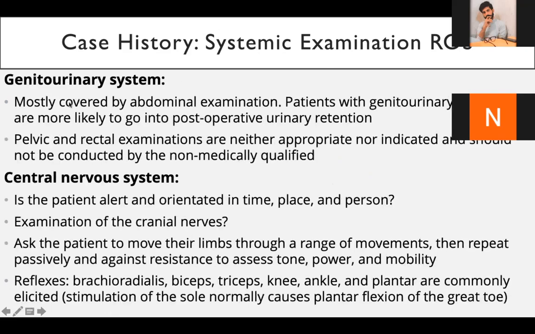And then the genitourinary system, which is mostly covered by the abdominal examination. Usually the review of the GU system is done with the GI system. But if you have skipped it, you can do it, because patients with genitourinary symptoms are more likely to have post-operative urinary retention. You need to ask about that. Sometimes patients after dental procedures can also suffer from post-operative urinary retention.